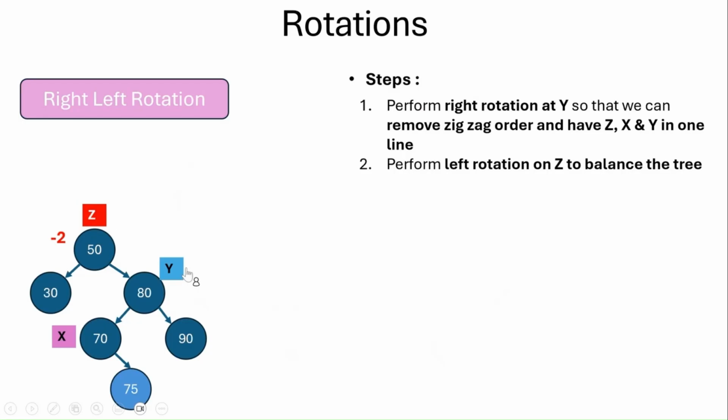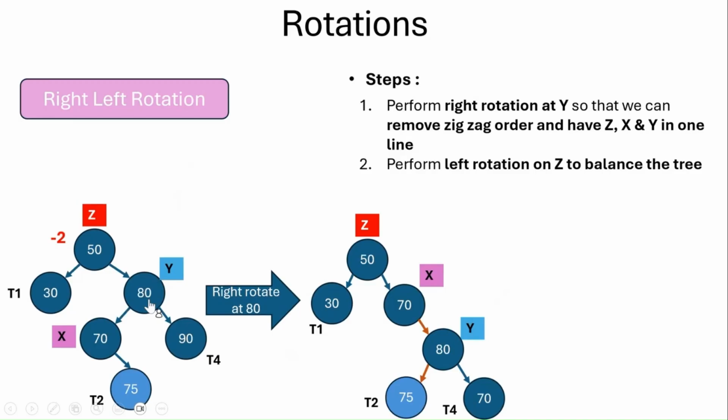How do we come to know it is a right-left rotation? First, if the balance is less than -1, it means it is right unbalanced. But if the new node is added as a child of the left node of Y, then it is a right-left case, right? So what we do basically, this is T1, T2, T4 to better understand the rotation structure. Now we do right rotation at 80 to break the zigzag structure.